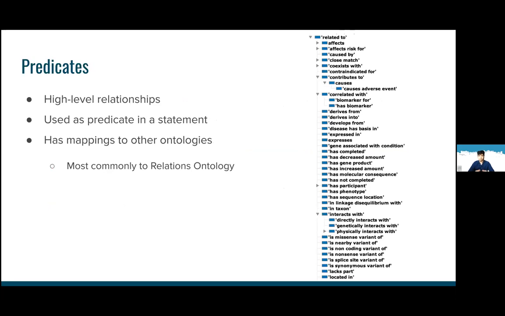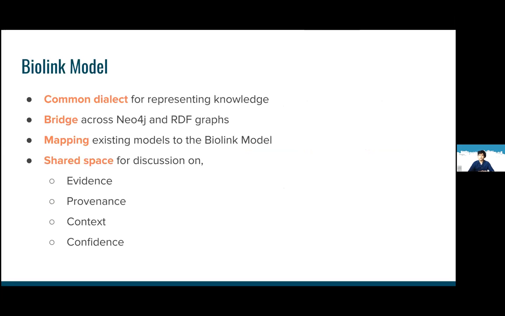And the next part is the predicate hierarchy in the model, which consists of relationships, or predicates, or relations. There is a hierarchy of relationships that can be used as a predicate in an association or a statement. And these predicates are usually mapped to other ontologies, most commonly the relations ontology, because most of our use cases are addressed by the relations ontology. So bringing this all together, what Biolink Model gives us is a common dialect for representing knowledge across the project. It bridges across Neo4j graphs and RDF graphs. These are 2 common representations that we have in the project. And we map to existing models, and we ensure that we are curating this mapping as the model evolves.